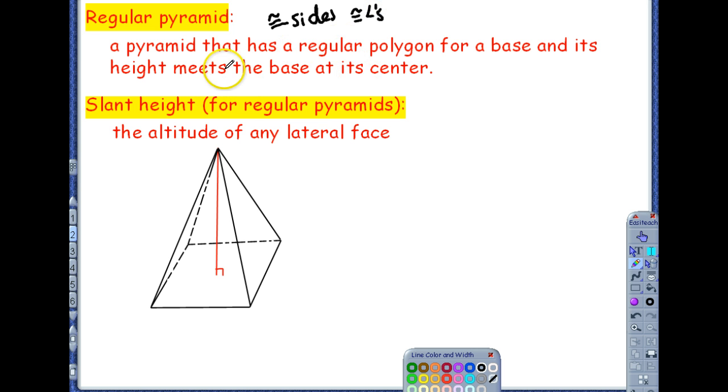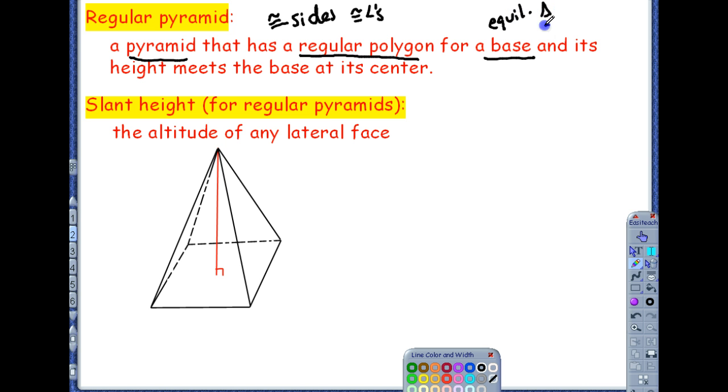I like that you said that, because here's the thing. When we're talking about a regular pyramid, we want to talk about a pyramid that has a regular polygon for a base. So that limits it right away. If the base has 4 sides, then that base would be a square, which is the most common pyramid. So what are some other regular pyramids you could think of? What are some other regular bases? Equilateral triangle.